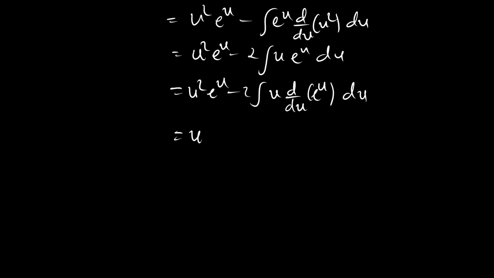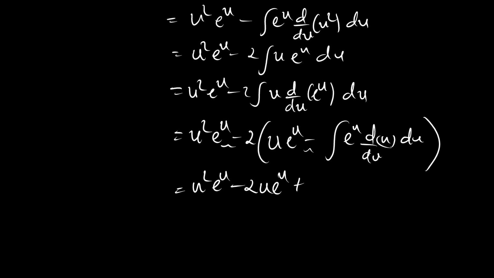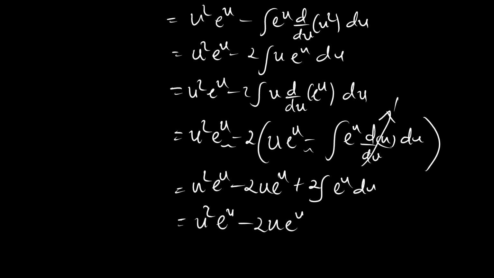And so we have u squared e to the u minus 2, open brackets, u e to the u minus e to the u times the derivative of u, right? So this becomes u squared e to the u minus 2u e to the u plus this and this interacting, e to the u du, because this now goes to 1. So this becomes u squared e to the u minus 2u e to the u plus 2 e to the u plus c.